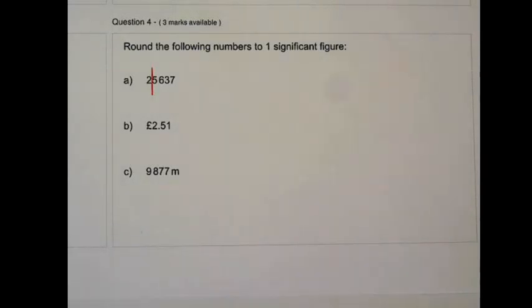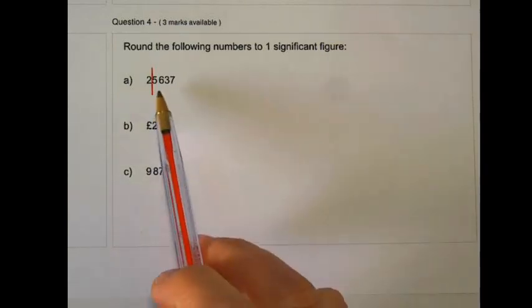And what we're going to be looking at now is that 2 on the left-hand side of the line and the 5 on the right-hand side of the line. Now that 2 is either going to stay as a 2 and be worth 20,000, or it's going to round up to a 3 and be worth 30,000. And that decision is based on the number on the right hand side of the line. In this case it's a 5.